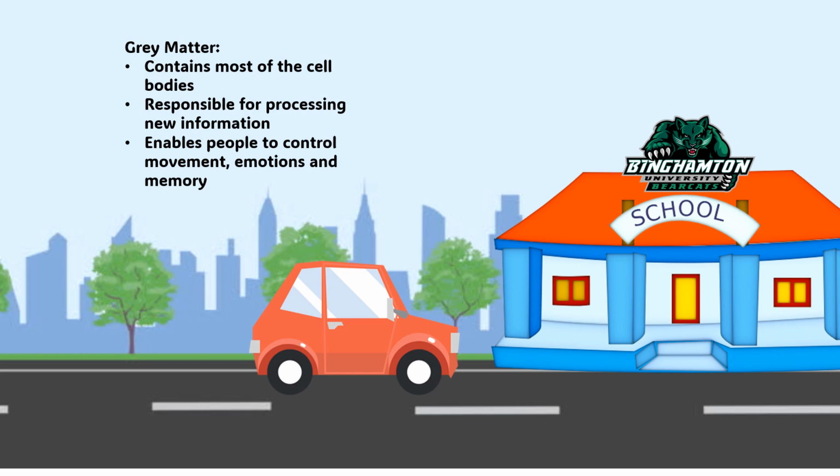learning takes place. Once the signals have been transferred via the white matter, the gray matter, composed of cell bodies, will process them, allowing individuals to control movement, emotions, and memory.